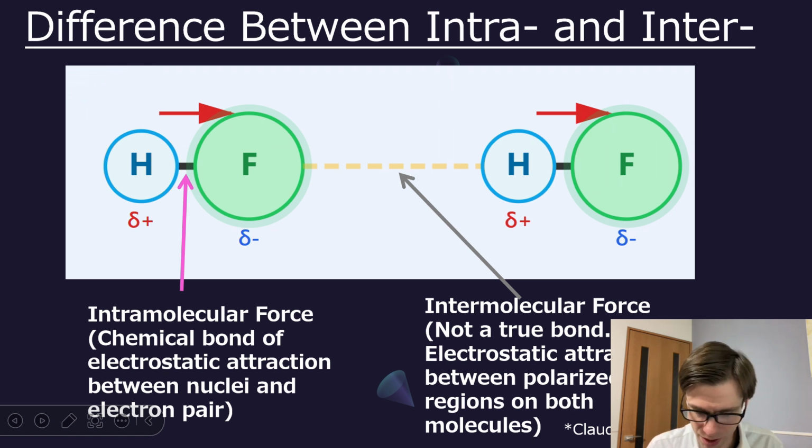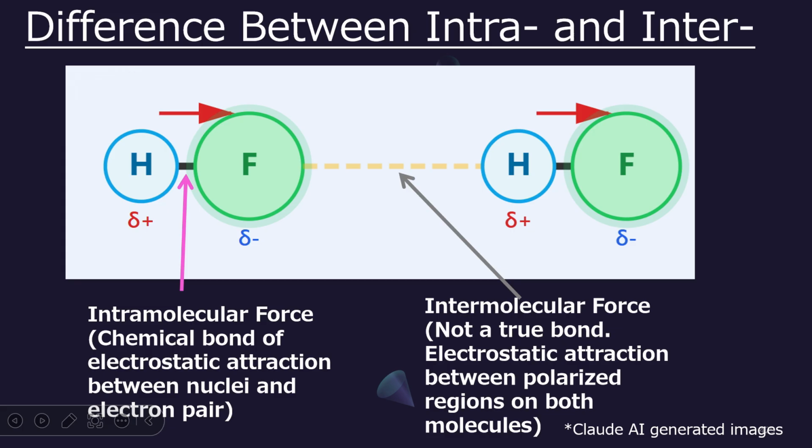On the right here, we have an intermolecular force between two HF molecules. You'll notice that the negative region of one is approaching the positive region of the other, and there's a dotted line that shows some kind of attraction or interaction is happening. So this is not a true bond. It is an electrostatic type of attraction between polarized regions on both molecules. And that's going to be the key of all of the force types that we're looking at today.